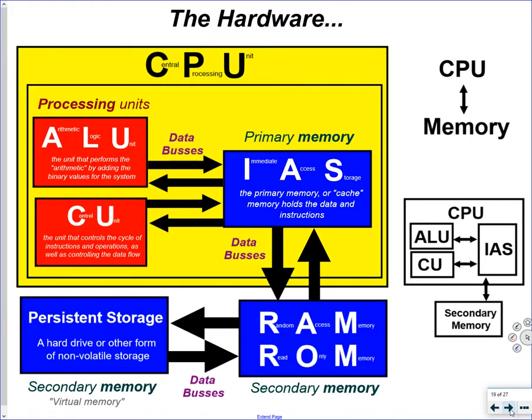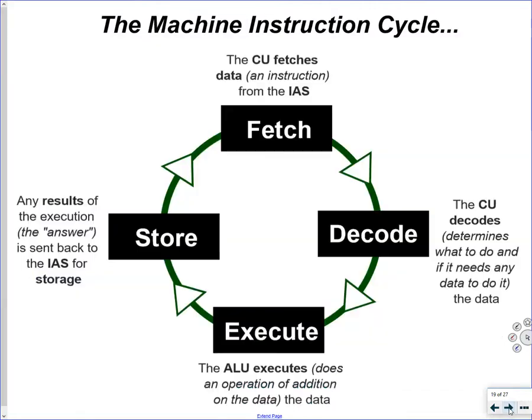So the CPU uses the ALU, the CU, and memory. Memory, which is both RAM, ROM, immediate memory or cache memory, all the way to persistent or permanent storage, okay? Basically CPU, ALU, CU, IAS, and then secondary memory. Basically CPU and memory, that's the way you can look at it, okay?